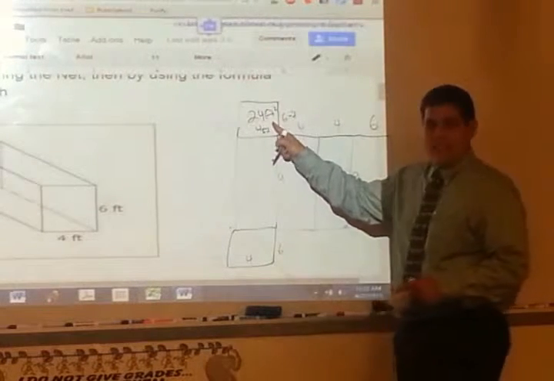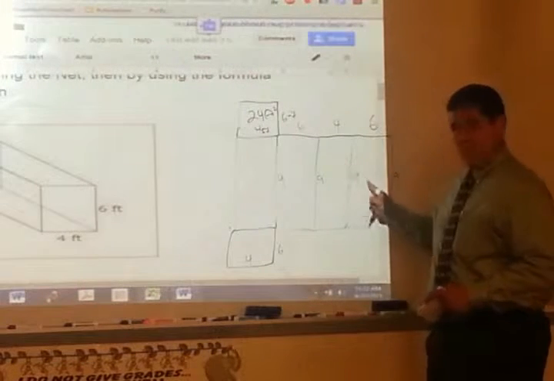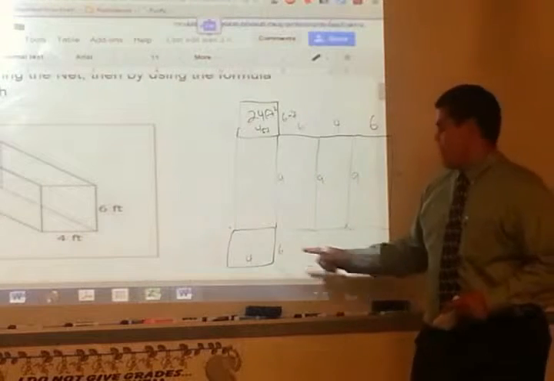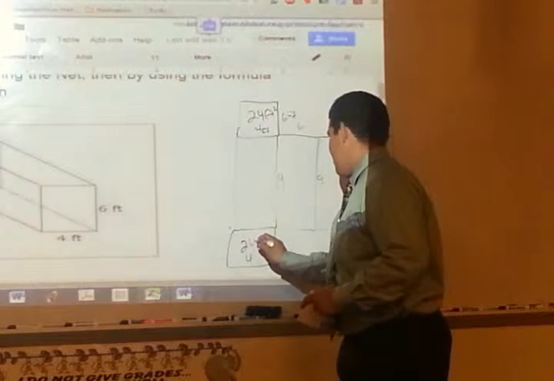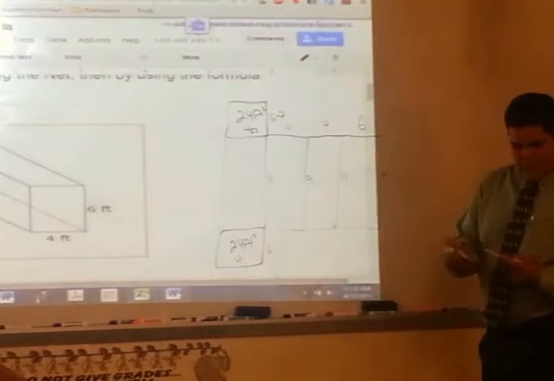Is there any other shape that's the same as this one? Yeah, the other one. Which one's the other one? The other base, which is this one here. So it's 24 feet squared. Good.